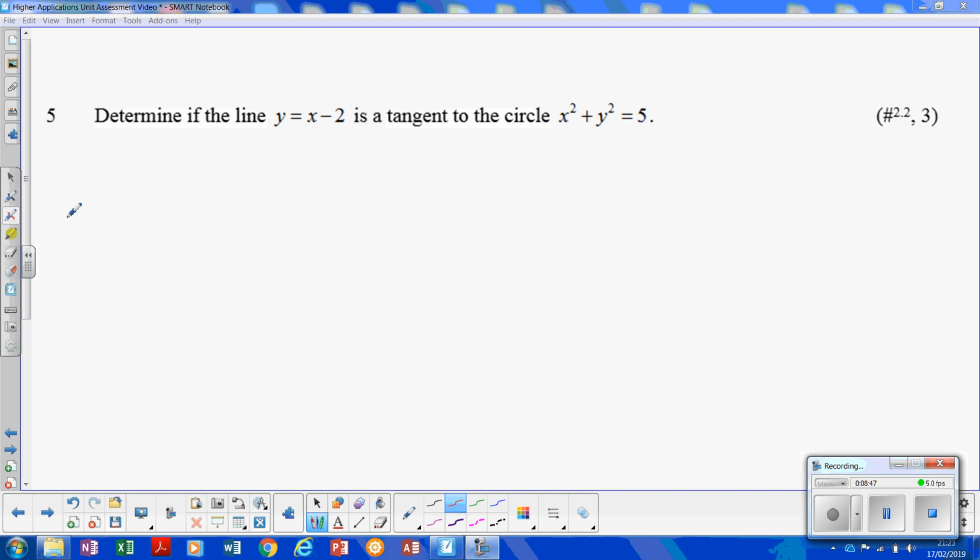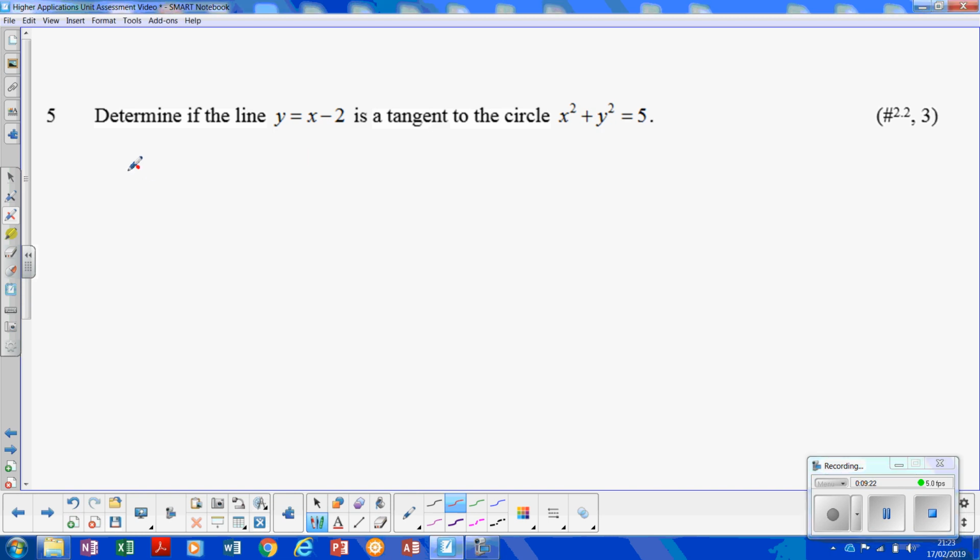Question 5. Determine if the line y equals x minus 2 is a tangent to the circle. Okay, so we don't know whether it's a tangent. It's not saying prove that this line is a tangent. So we'll substitute the line into the circle and we will work out the discriminant, b squared minus 4ac. If it equals 0, there's one root. If it's greater than 0, there are two roots. And if it's less than 0, it does not intersect, there are no real roots. So we want to know if it's a tangent, so we're looking for b squared minus 4ac equal to 0.